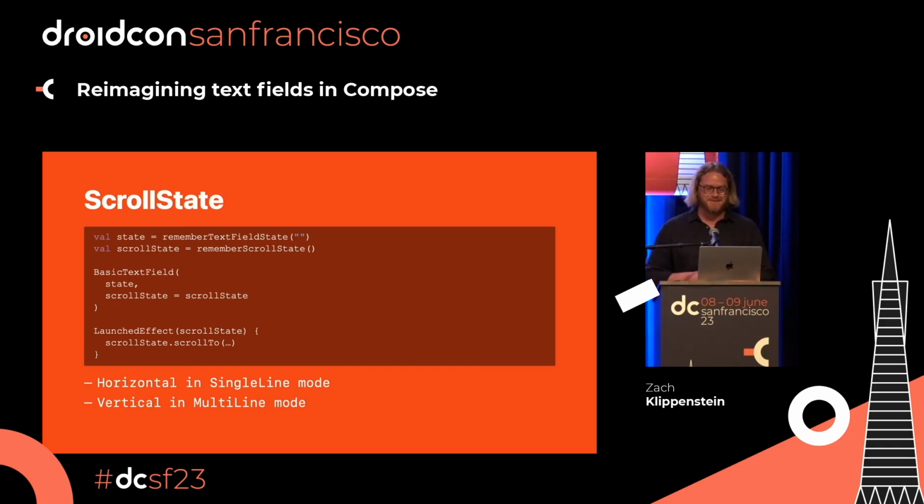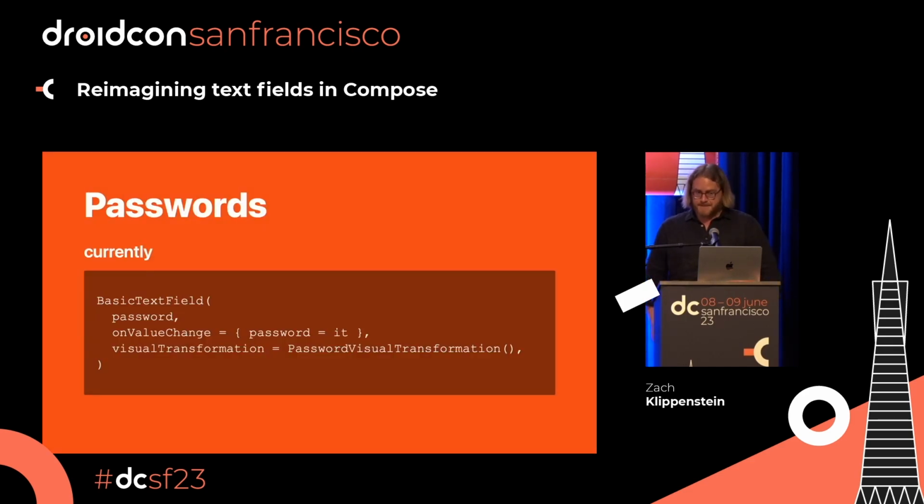I mean, it seemed like the most obvious change, so we were like, oh, why not? So this just uses the same scroll state API that vertical scroll and horizontal scroll use. And all of the APIs on there for reading scroll position, animating it, you just get those kind of for free. And the orientation that the scroll happens on depends on the line limits, single line versus multi-line.